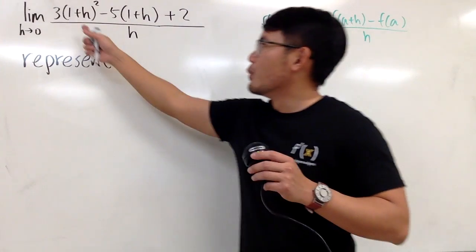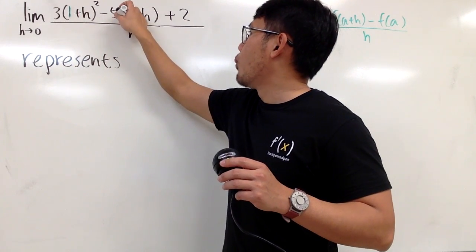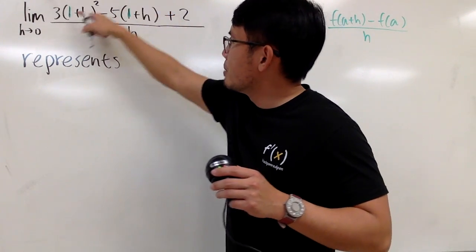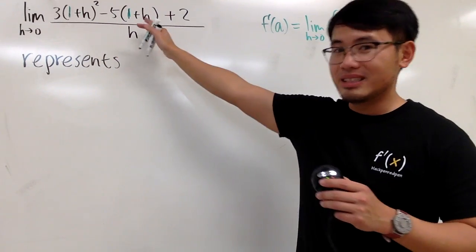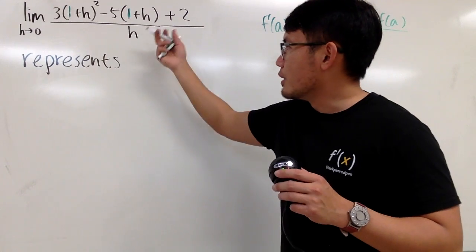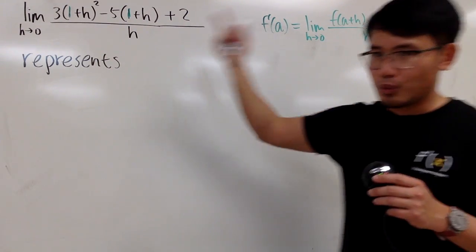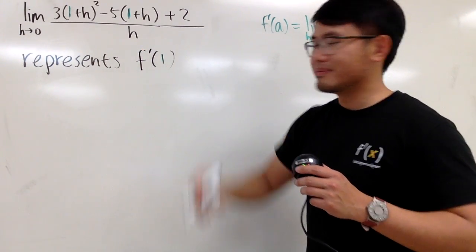Well, as you can see, we have 1 plus h. Likewise, we also have a 1 right here. And yes, it wouldn't make sense if you had 1 plus h here and then like 3 plus h. That wouldn't make much sense. But this is definitely okay. So as you can see, a will be just 1 because it's a plus h. So 1 plus h. This represents f prime of 1.